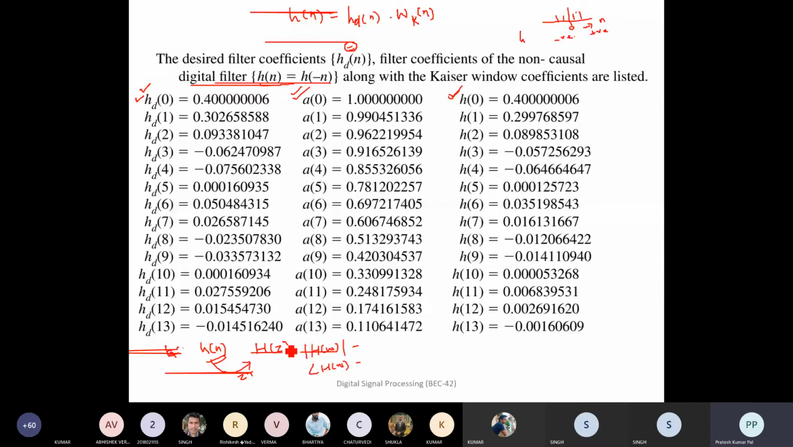Okay, so from there we can find the magnitude and phase that we have seen in the previous classes also. So up to we have found the h of n, the same process will be followed, whatever we have studied in the previous types of windows.